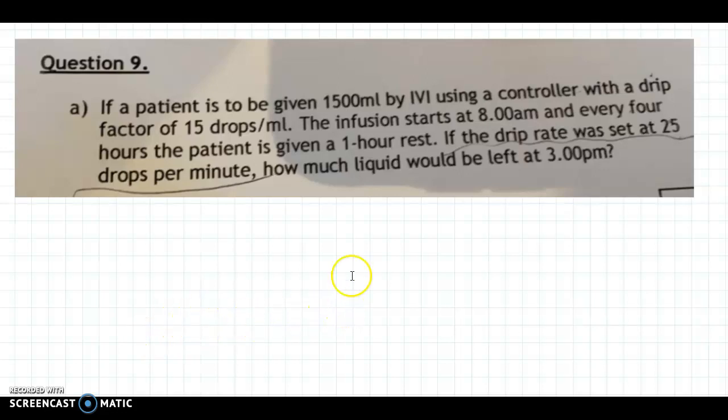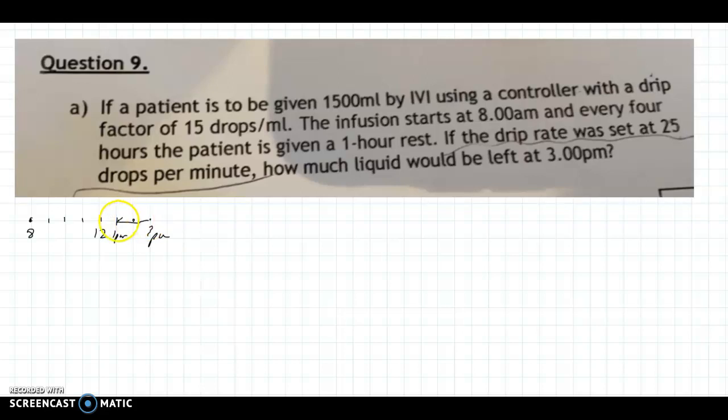Right, if a patient is to be given 1,500 mils using a controller with a drip factor of 15 drops per mil, the infusion starts at 8 AM, right? Starts at 8. 1, 2, 3, 4 hours gets us to 12. Then there's a break. Then we're at 1 PM here, 2 PM, 3 PM.